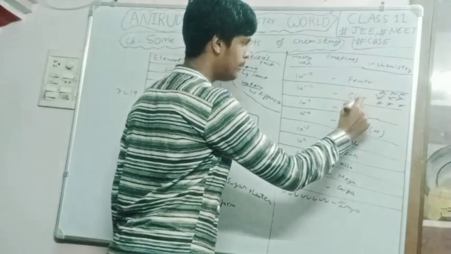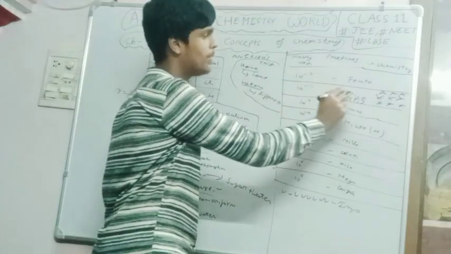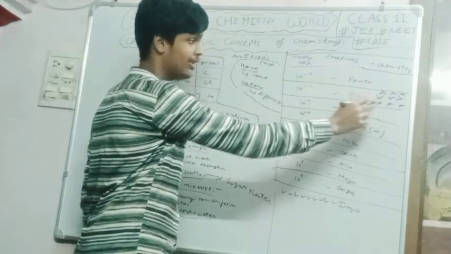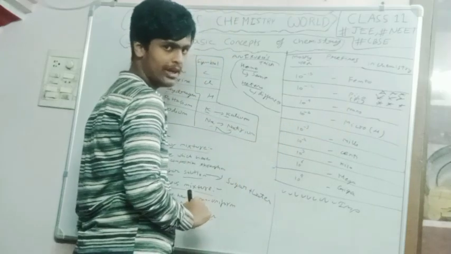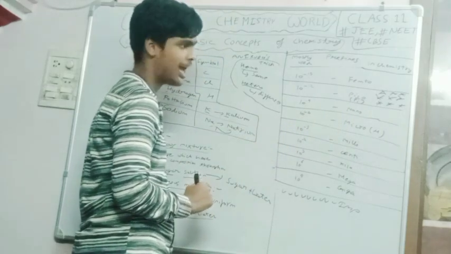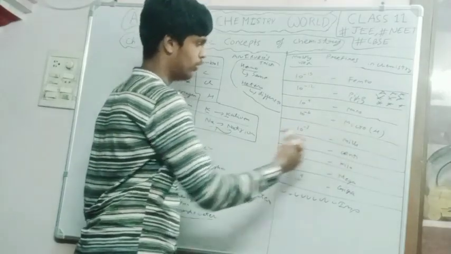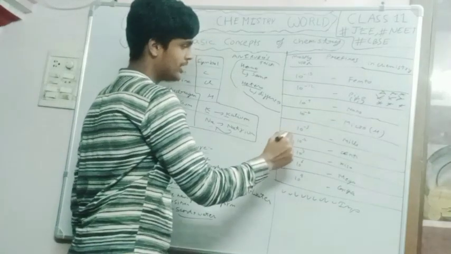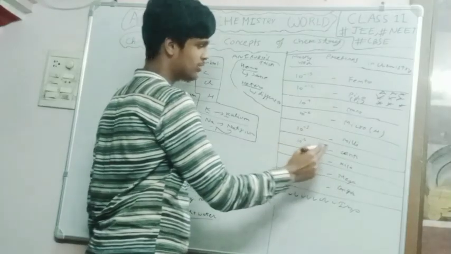It's represented by pico, 10 to the power of -12. Very important. 10 to the power of -9 is nano. You might be seeing this wavelength given in nanometer. 10 to the power of -6 is micro, represented by mu. 10 to the power of -3 is milli. 10 to the power of -2 is centi.